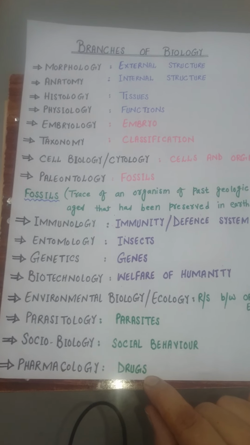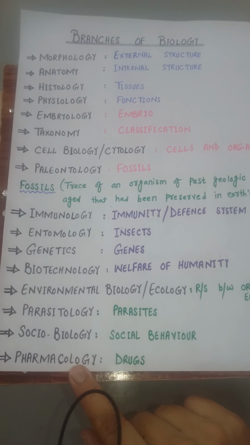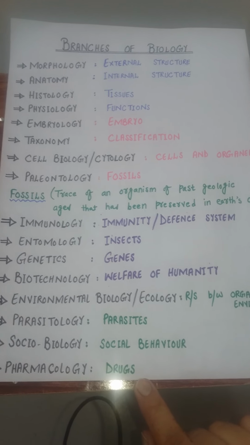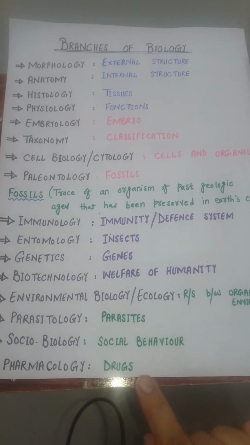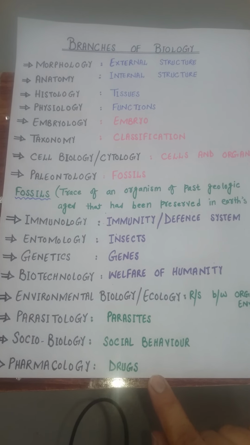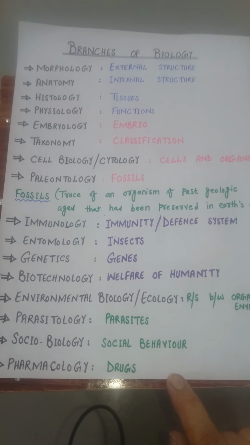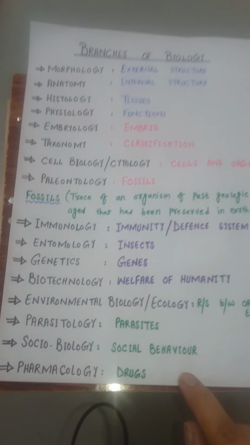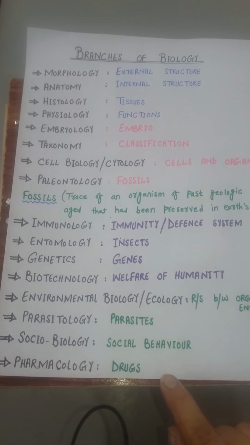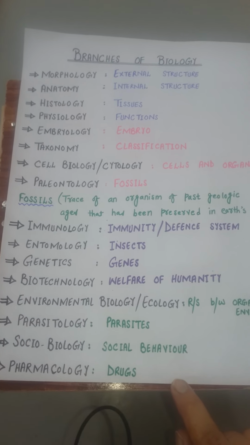Pharmacology. The key word for pharmacology is drugs. Pharmacology is derived from the Greek word pharmakon. Pharmakon means drugs. So, pharmacology is the scientific study of drugs. Drugs, medicines. In pharmacology, we study the synthesis of drugs, the effects of drugs, the biological activity, and the delivery of drugs. So, in pharmacology, we study all aspects of the drugs.